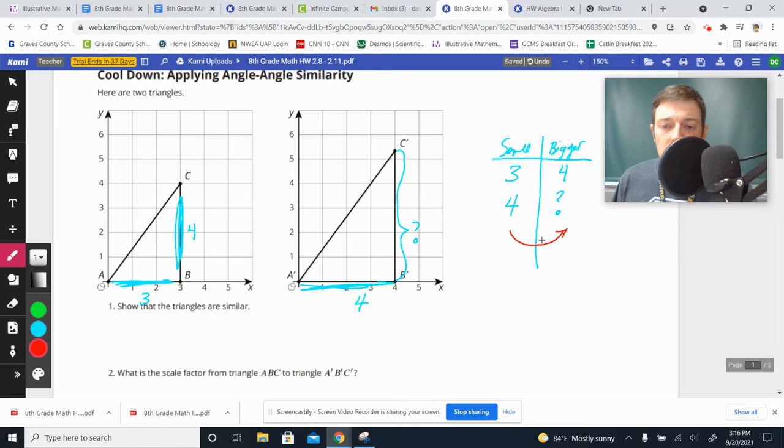To find a scale factor in a table like this, you take a pair that are across the table from each other, and you simply divide them. So all we're going to do is 4 divided by 3, and that gives us our scale factor. We don't even have to actually do the division. We could literally just write 4 over 3 there.